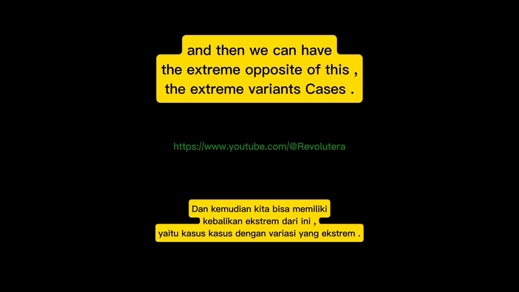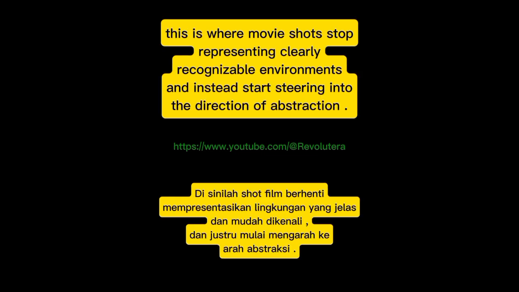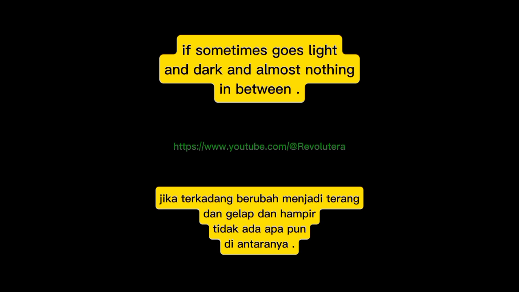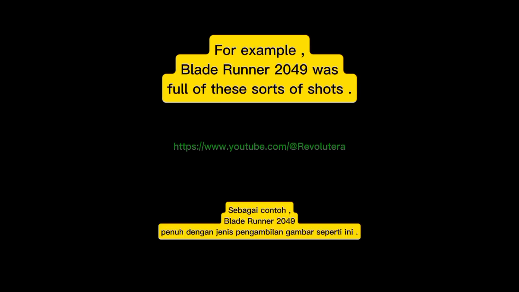And then we can have the extreme opposite of this, the extreme variance cases. This is where movie shots stop representing clearly recognizable environments and instead start steering into the direction of abstraction. Usually all you see then is painting with shapes and silhouettes. It goes light and dark and almost nothing in between. For example, Blade Runner 2049 was full of these sorts of shots.